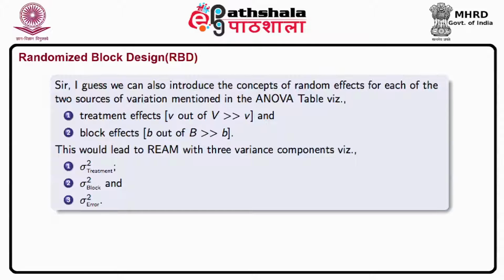Absolutely, yes. And this would lead to a random effects additive model with three variance components, that is sigma square treatment, sigma square block, and sigma square error. So if you assume that both situations prevail, a large number of treatments and a large number of blocks, you are making subset selection for both treatment and block. Then it is becoming a random effects additive model with both the treatment effects and the block effects showing random effects. This is a totally random model, so we have three variance components.